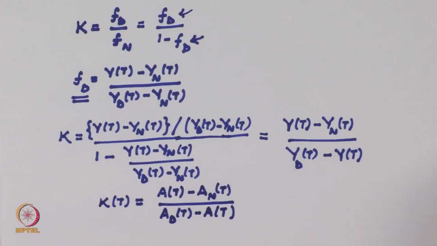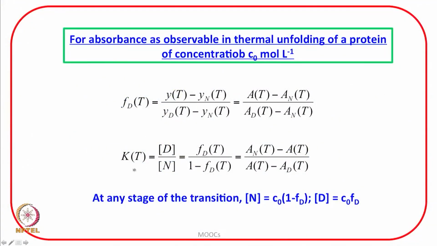Now, let us go back to the slide, and that is what is shown over here, that we can get the equilibrium constant at any temperature from the spectral measurements, and once I have the temperature dependence of this equilibrium constant, I can easily get the enthalpy.